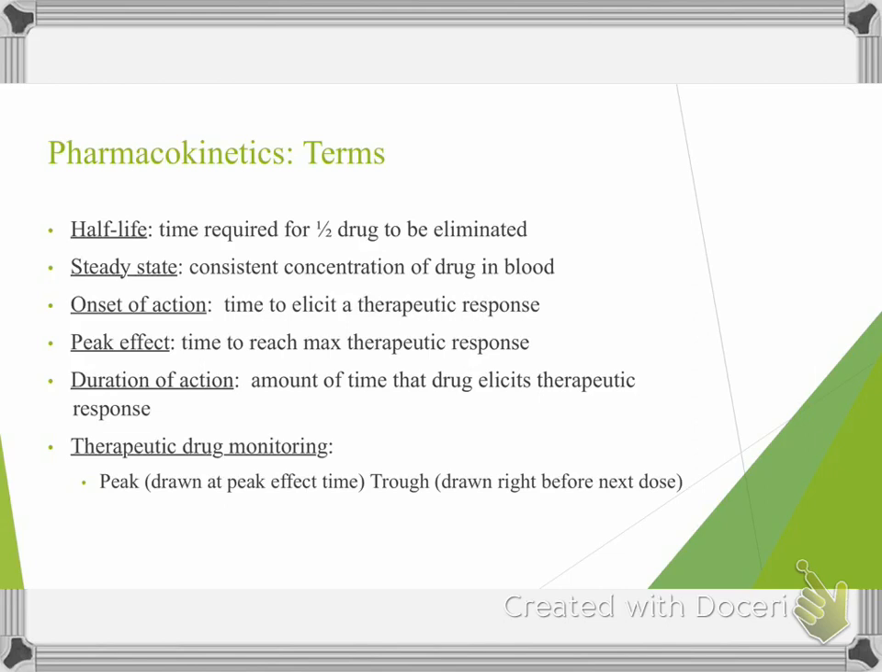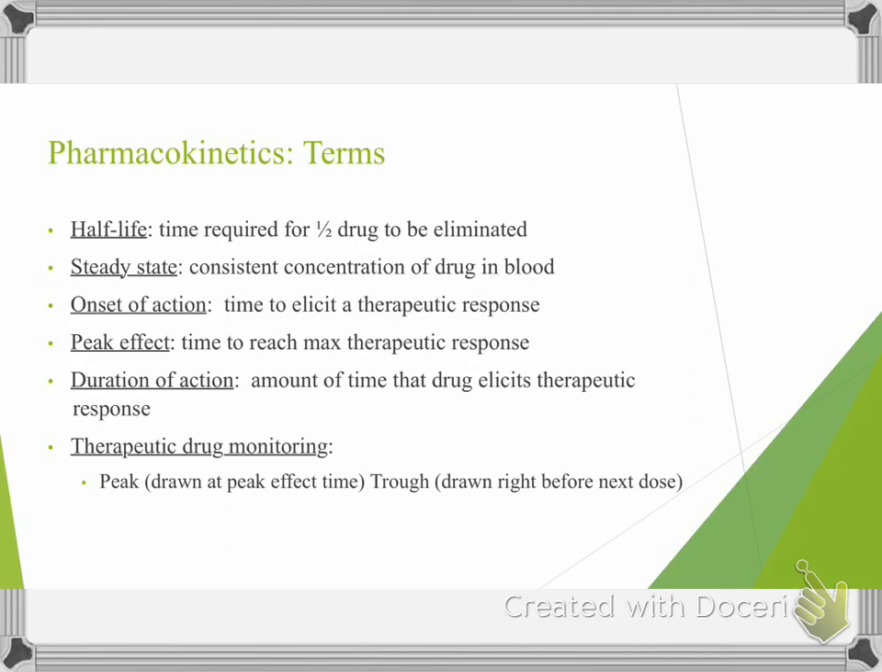Generally, drugs are given at their half-life. So if a drug had a half-life of 2 hours, then it would be given every 2 hours to keep a steady state in the bloodstream. So what's a steady state? It's a consistent concentration of drug in the blood. It takes about 4 to 5 half-lives to create a steady state. So that means every 2 hours we're giving the medication, for 5 times, until there's a nice steady state of drug in the blood to create a nice therapeutic response.